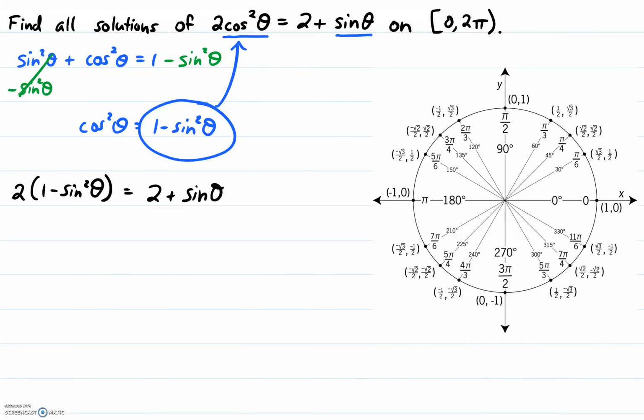Now we're going to distribute the 2 on the left-hand side, because we want to see if some things are going to cancel out. We want to be able to consolidate everything on one side and see about factoring. To do that, we need to distribute first. Distributing the 2, we get 2 times 1 is 2, minus 2 times sine squared theta is 2 sine squared theta. And that's going to be equal to 2 plus sine theta.